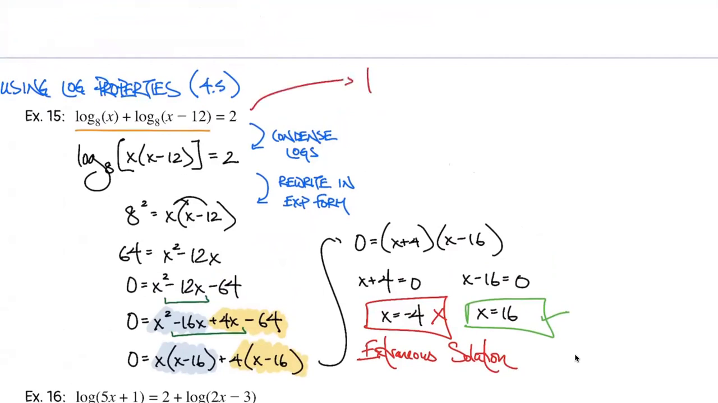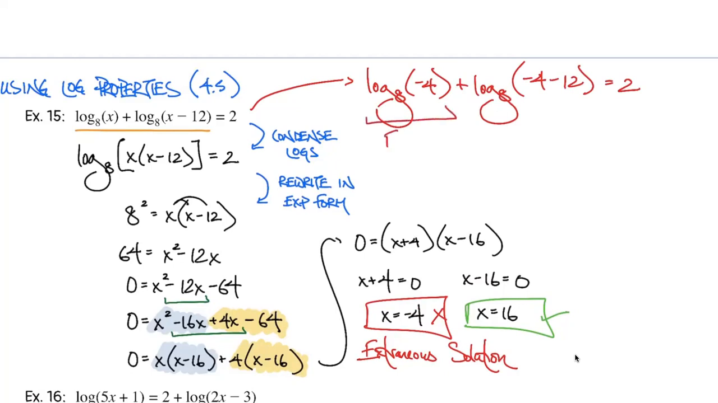So we plug it back in, log base 8 of -4 plus log base 8 of -4 minus 12 equals 2. And we plug that into the calculator, and if the left-hand side gives us 2, we're good to go. Got you. So we can plug that into the calculator. Yeah, because as soon as you type things in, you start getting error messages.